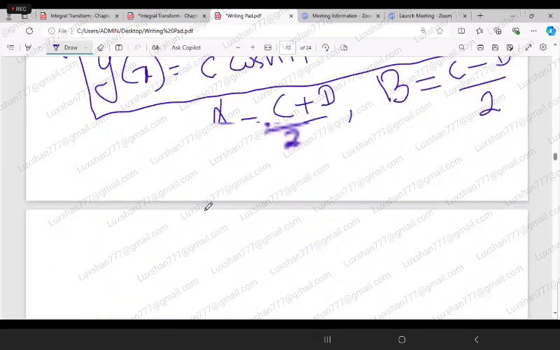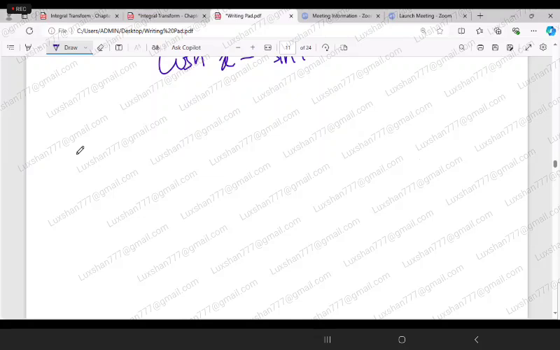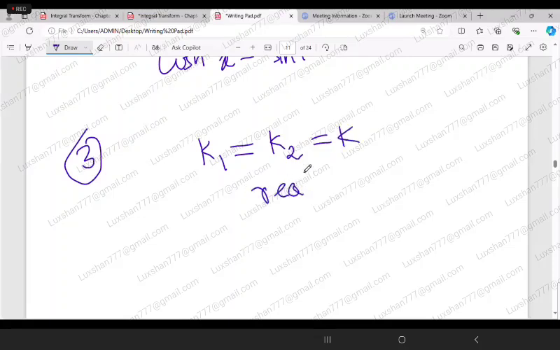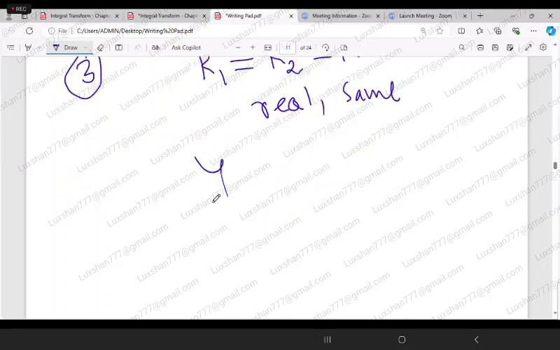Okay. Right. Third one, if you have auxiliary equation roots k1 equal k2 equal k, that means real and same, then what is the complementary function?